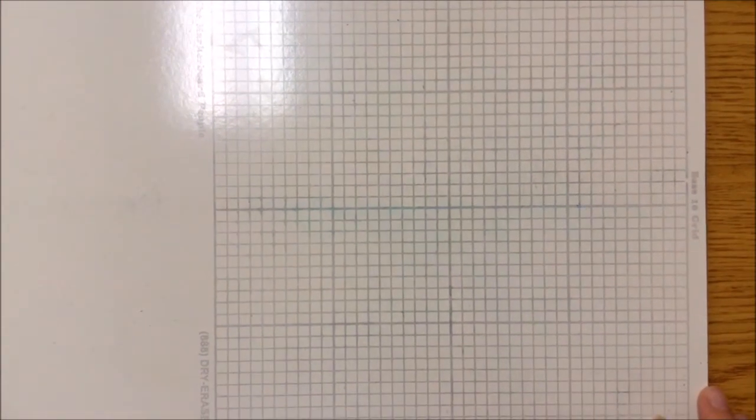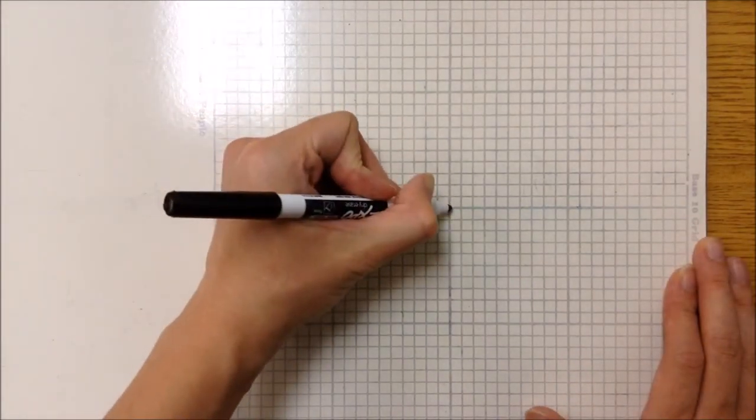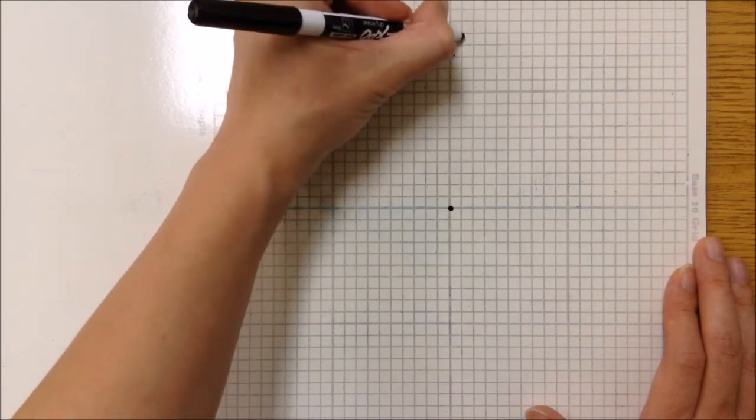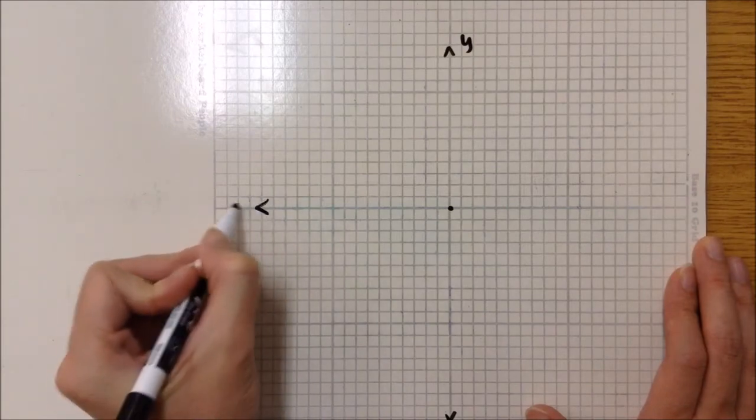Alright, zoomed out for a bit so y'all can see. Our center is right here, 0, 0. So this is going to be the y-axis, and then this is going to be our x-axis.